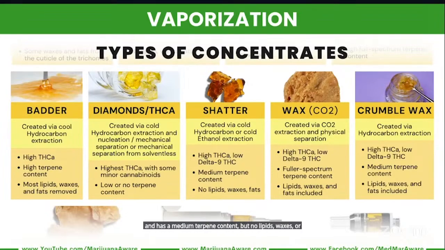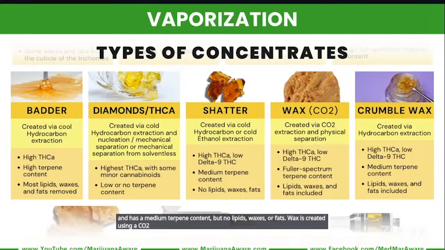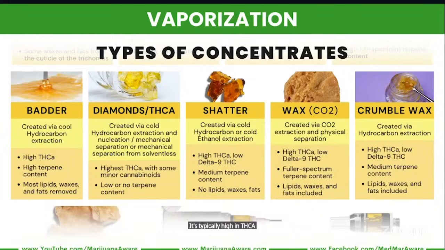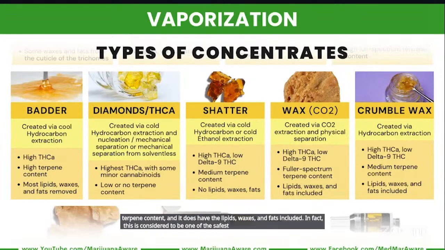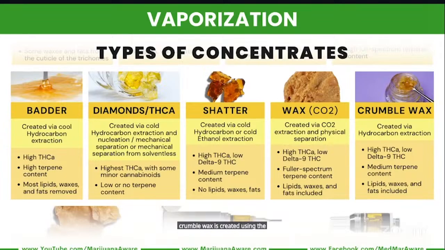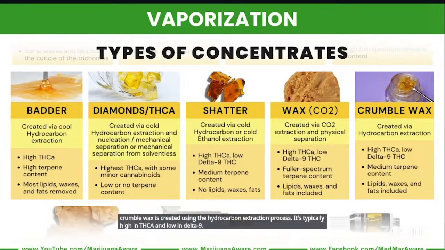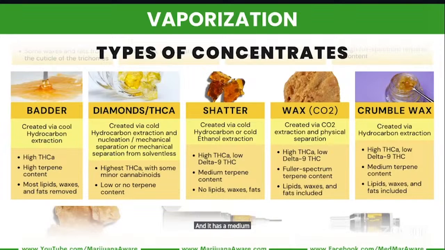Wax is created using a CO2 extraction process and physical separation. It's typically high in THCA and low in delta-9 THC. It has a higher spectrum of terpene content, and it does have the lipids, waxes, and fats included. In fact, this is considered to be one of the safest and best ways to use concentrates. Crumble wax is created using the hydrocarbon extraction process. It's typically high in THCA and low in delta-9, and has a medium terpene content. It has the lipids, waxes, and fats included.